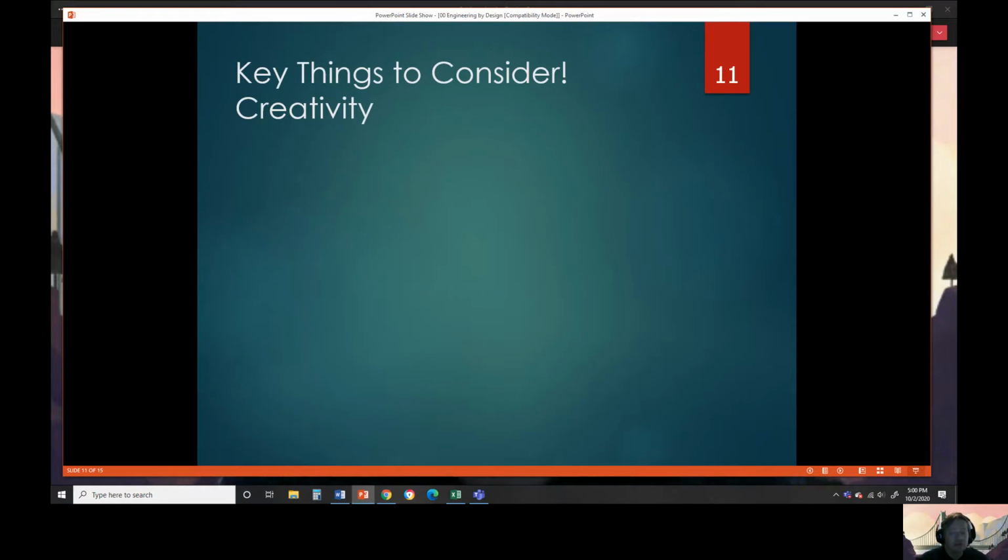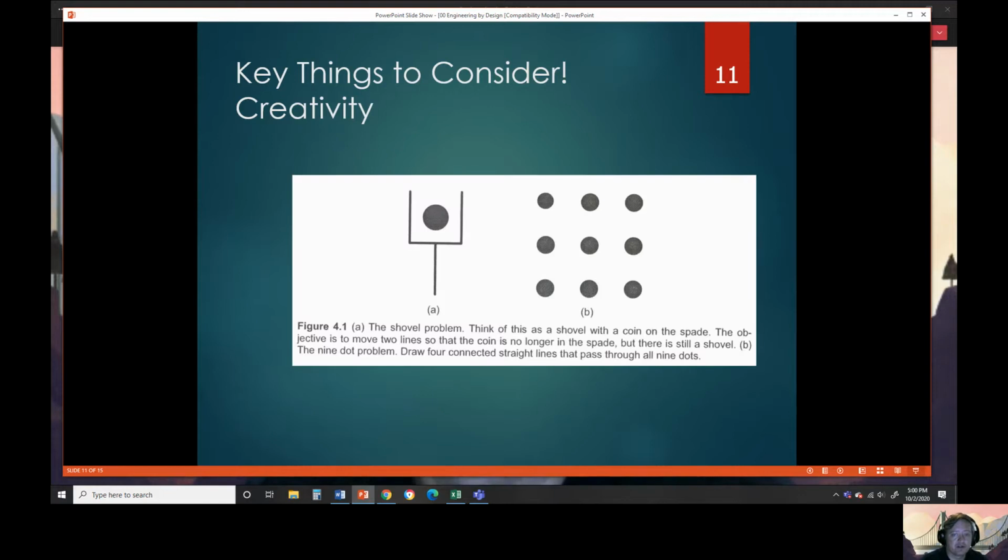Now, when we're looking at these things, one of the things that's very important to figure out is our creativity. We need to focus and harness, and we need to grow our students' creativity. So I'm going to give you two problems. Please don't look at the solution, but try to answer them first.